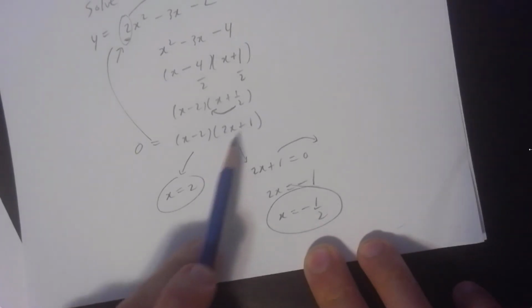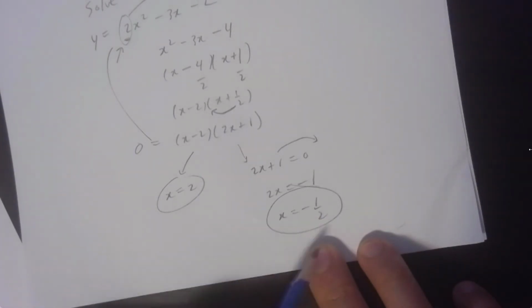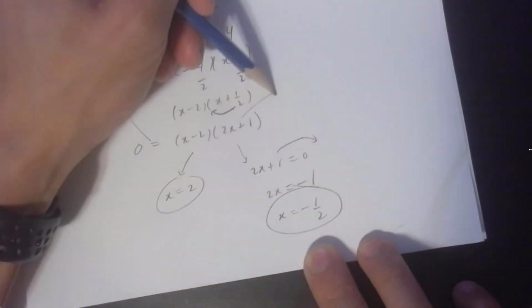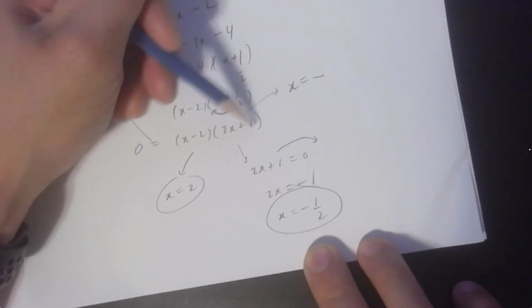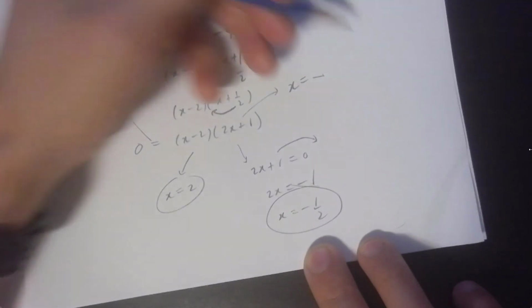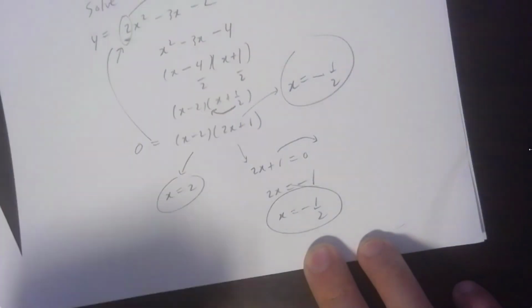So the fast way when you have the factor to get the answer negative 1/2 is simply choose the opposite of positive, which is negative, and choose the number divided by the coefficient of x. So that's the direct fast way to solve.